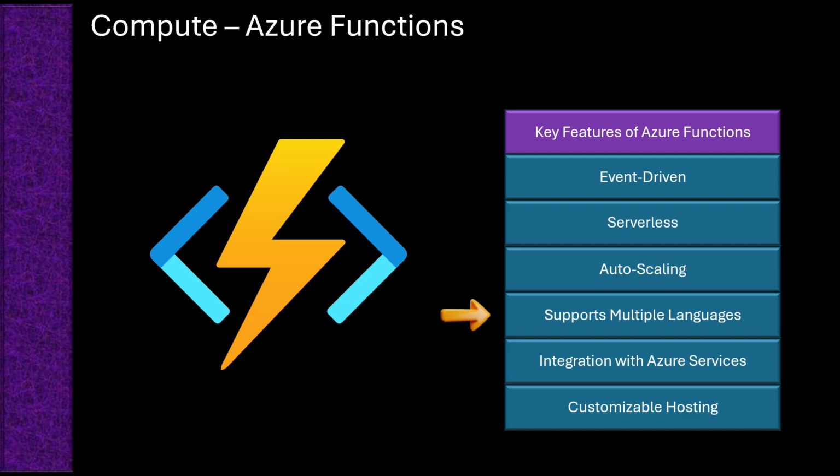You can write your functions in C#, JavaScript, Python, PowerShell, Java, or TypeScript. You can also easily connect with other Azure services like Blob Storage, Cosmos DB, Event Hubs, and Logic Apps. You can choose between the consumption plan, which means pay per execution, and the premium plan. Premium plan is for longer running or high performance functions.